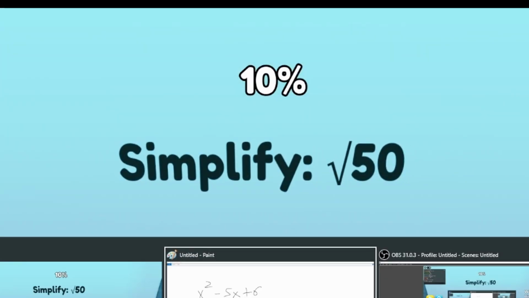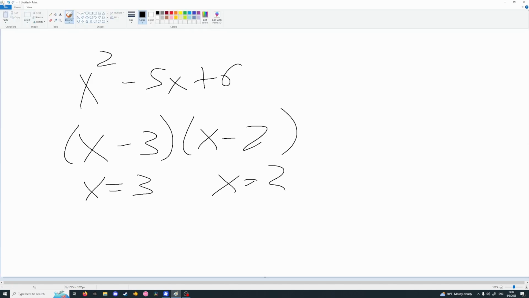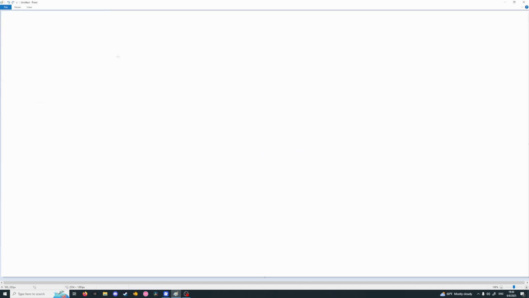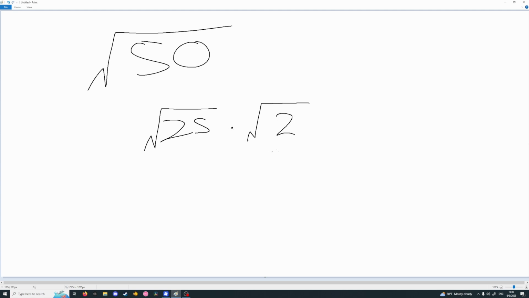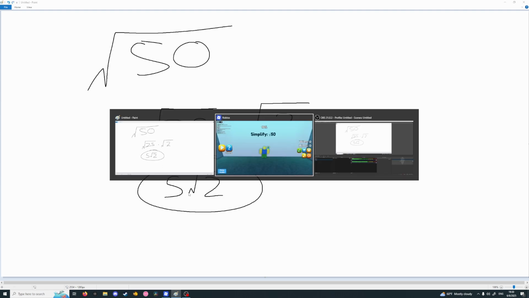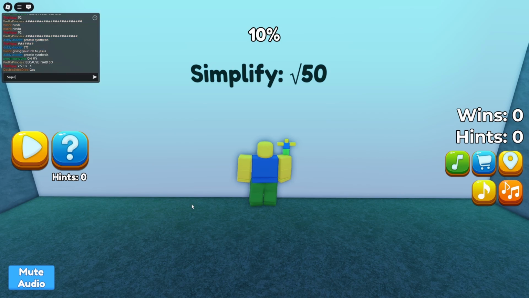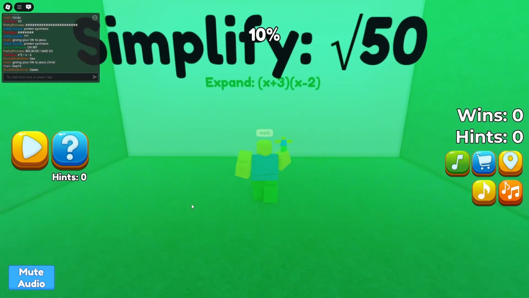And I was just doing this right here, simplifying the square root of 50. The largest square we can take out of this is 25, right? Because 25 is just 5 squared. So this is the square root of 25 times the square root of 2, and we can square root that, so we get 5. Boom, that's what we get. So 5 square root 2.